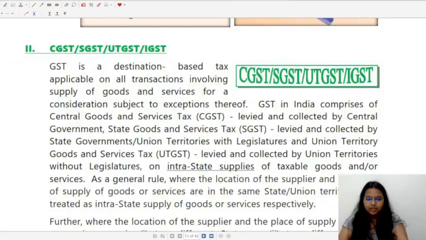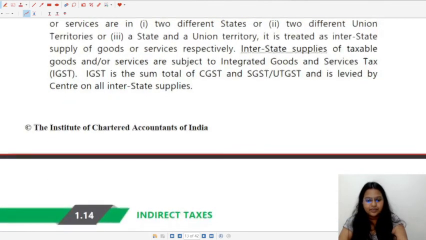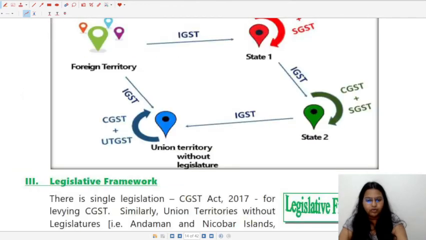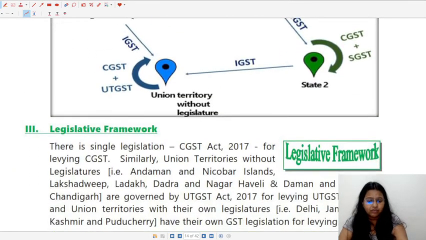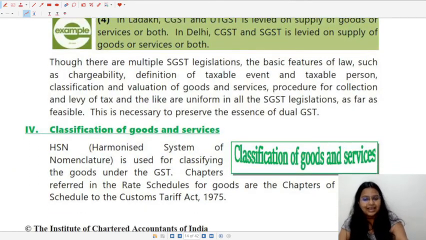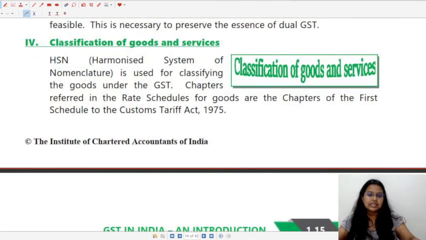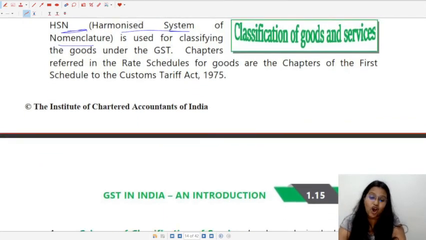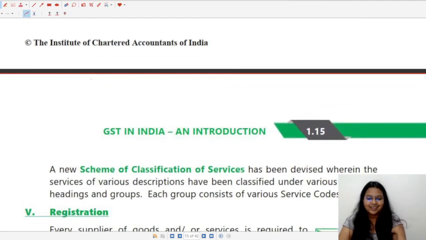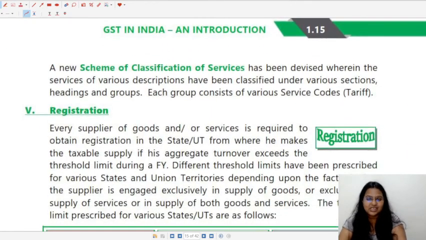Next is on page number 1.14, please come. What is the legislative framework? So students, what is the classification of goods and services? Goods are classified on the basis of HSN, that is Harmonized System of Nomenclature, and services are classified on the basis of service codes, which is known as tariff.